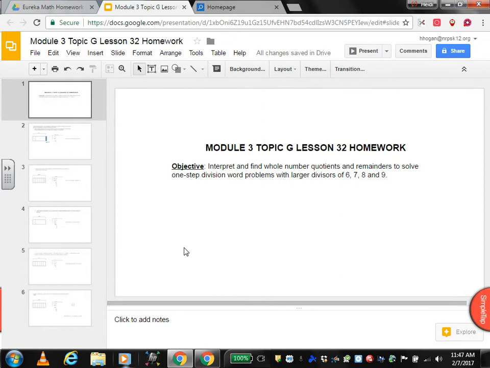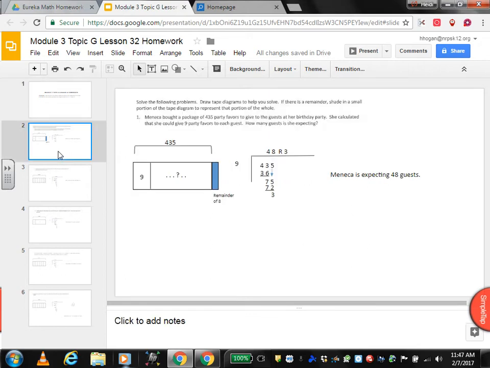This is more word problems, but it is with divisors of 6, 7, 8, and 9. As we recommended before, in the margins, if it's dividing by 6, you should write your multiples of 6: 6, 12, 18, and so on. If it's dividing by 7, write 7, 14, 21, 28, and so on. If it's dividing by 8, write 8, 16, 24, 32. Or 9: 9, 18, 27, 36. Write all your multiples. That will help you while you're doing your homework, and it's a good strategy in general.